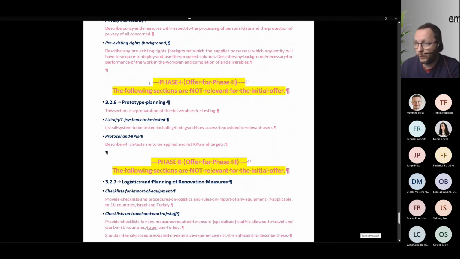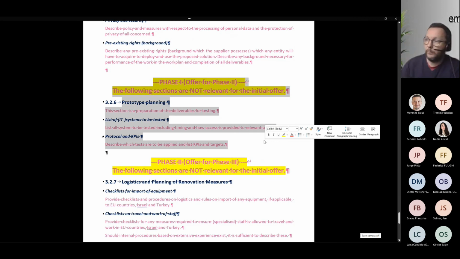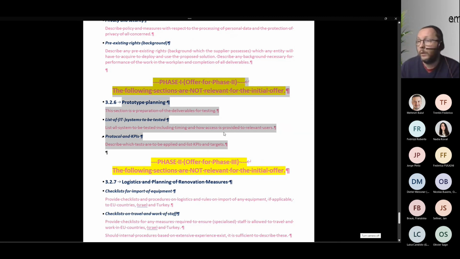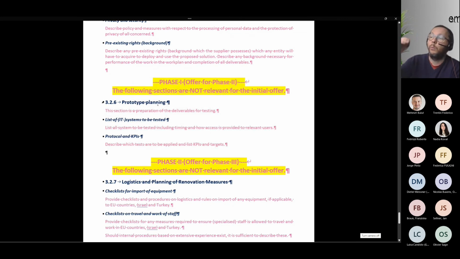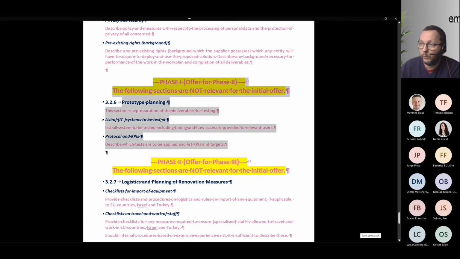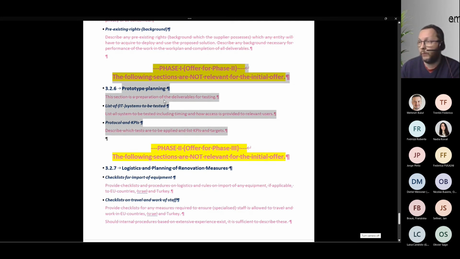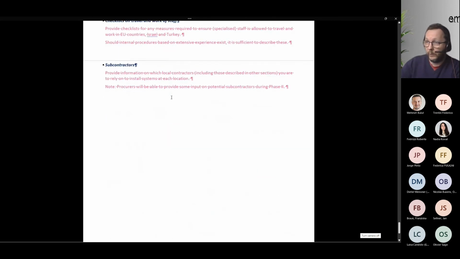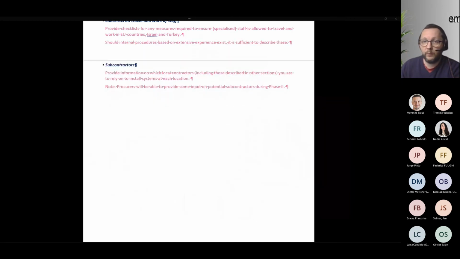We have already included, for your information, bits which will be required later on. You can immediately delete this. It is just so you know that, for instance, prototype planning, if you have prototypes, is not required in the initial proposal, but during the call-off in phase 1. So you will basically take your offer to get from phase 1 to phase 2 and update it and complete it with some additional detail. And that's that.